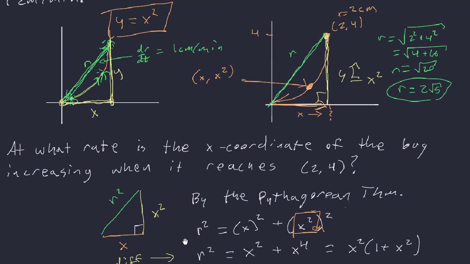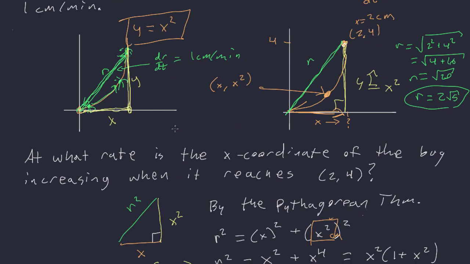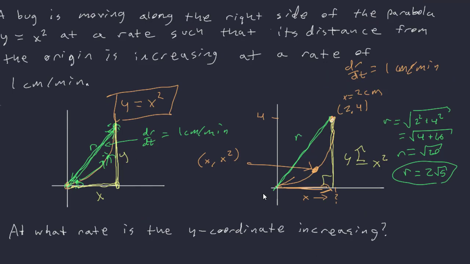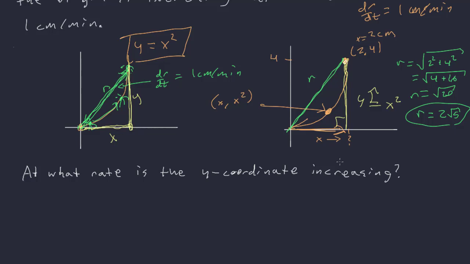Now, what's going to be a little more difficult is finding the answer to the next problem, which is now going to be asking about what's happening in terms of y. So next up, we're going to ask at what rate is the y-coordinate increasing? So here, instead of just replacing y with x squared like we did before, we're going to leave y where it is until we get to the formula we're looking for. And this is still at the point (2, 4).